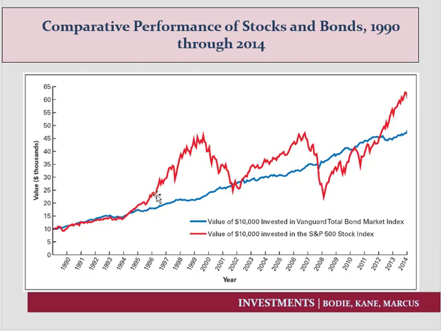However, what you will notice is that the bond line is smooth, it is continually growing. But stocks have volatility, and we'll address this when we talk about stocks. If you can't take this kind of volatility, then bonds might be the thing for you. However, you also have to be willing to accept a lower rate of return.